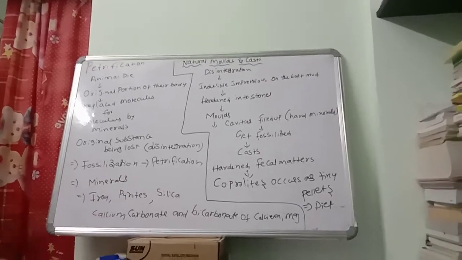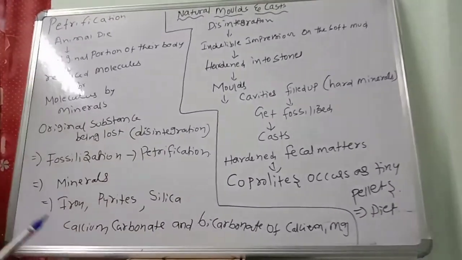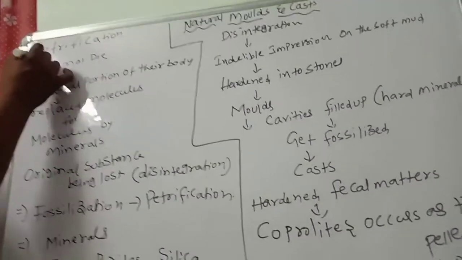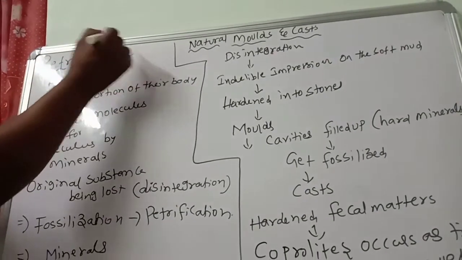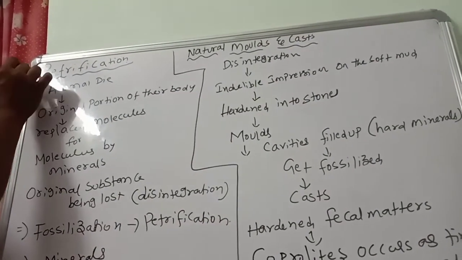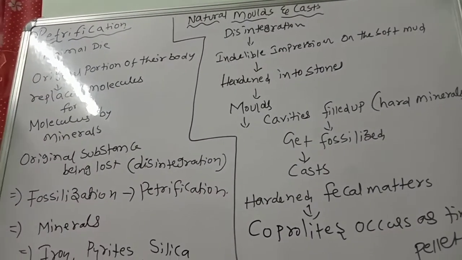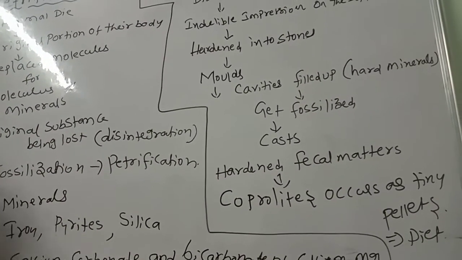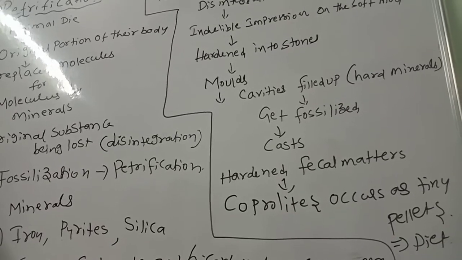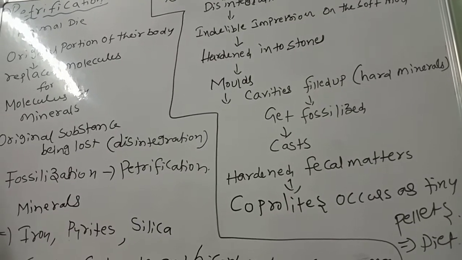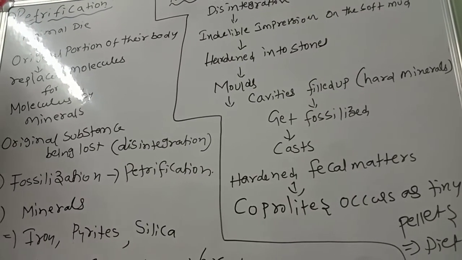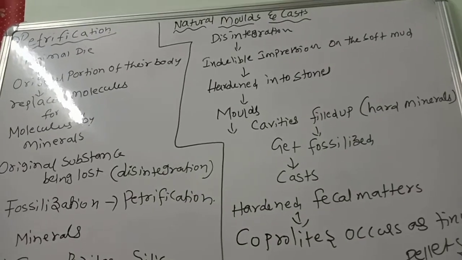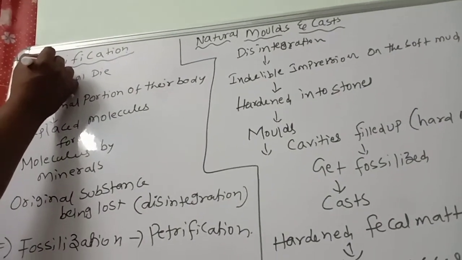Now observe very carefully from now onwards. The next fossilization process is called petrification, the second one. Before that, we discussed the actual remains. The second one is petrification. What is petrification? I am giving a clear picture of that.